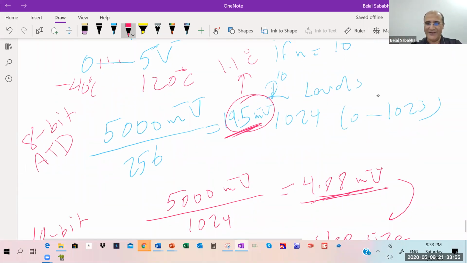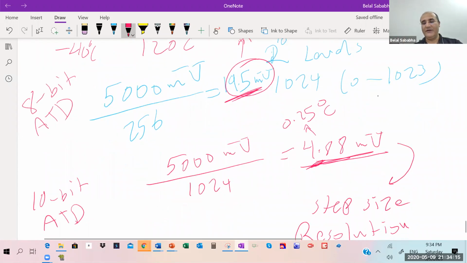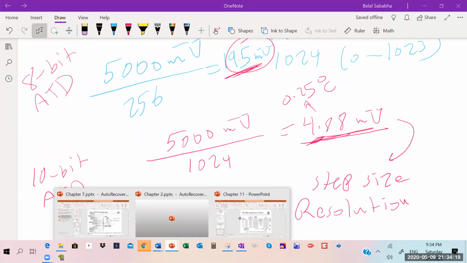While this one, I can measure less voltage, which means this is almost 1/4, right? If this was 1 Celsius, this will be 1.25 Celsius. So you got more accuracy here. Okay? Okay. Yes.